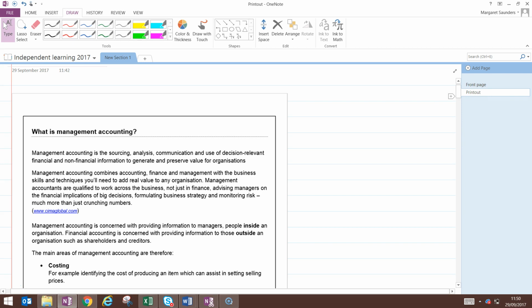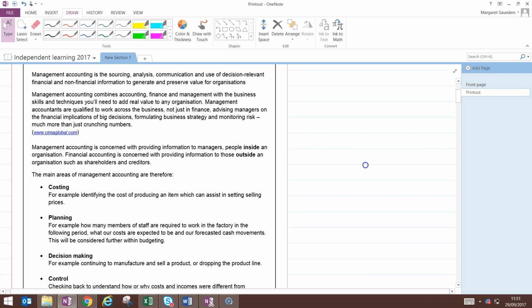So firstly, what is management accounting? Well, it is the sourcing, analysis, communication and use of decision-relevant financial and non-financial information to generate and preserve value for organisations. So what does that actually mean? Well, firstly, management accounting uses both financial information and non-financial information. And it will use that information to help an organisation in planning, making decisions and keeping control. So overall, management accounting is about planning, control and decision making.